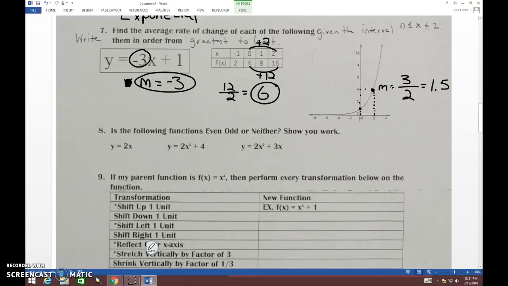So when I compare these three answers, I'll go ahead and circle that. I want to write them in order from greatest to least. So in this case, the greatest one was 6, and that is the table. So I'm going to write table. The next greatest one, this one's negative, so the next greatest one would be 1.5. So that's going to be the graph. And then the last one here would be the negative, which would be the equation. So the last one would be the equation.